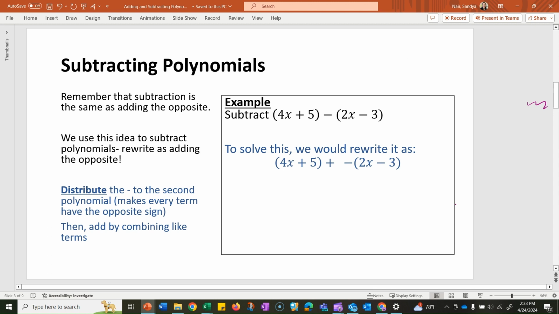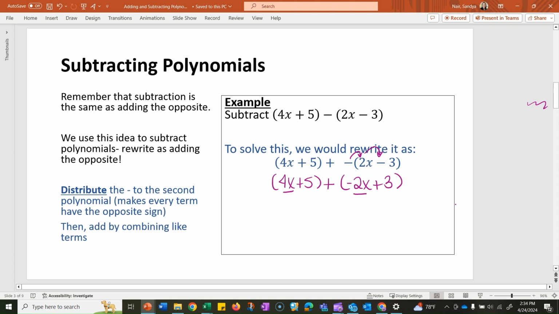So for example, if I was doing 4x plus 5 minus 2x minus 3, I would rewrite it as 4x plus 5 plus negative 2x minus 3. So what this negative is going to do is just going to switch every sign on the second polynomial to the opposite. So this is going to now become 4x plus 5 and then plus, and then now instead of 2x, it's going to become negative 2x. Instead of minus 3, it's going to become plus 3.